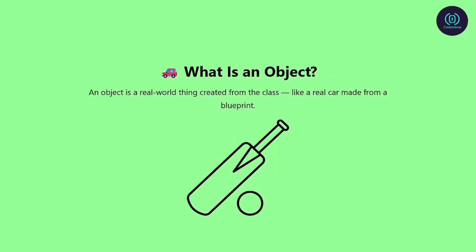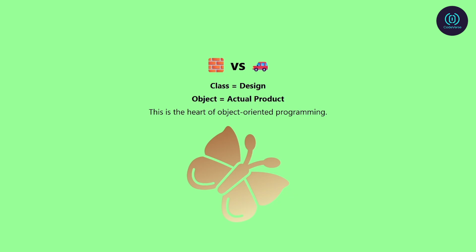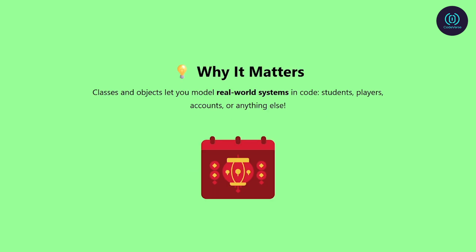Now, an object is simply a real thing made from that class, just like a car built from the blueprint. You can create as many objects as you want, and each one will have its own copy of the data defined by the class. So think of it like this: class equals design. Object equals actual product. This is the foundation of object-oriented programming, and once you master this, you'll be able to model anything in code: real-world people, systems, or even abstract concepts.